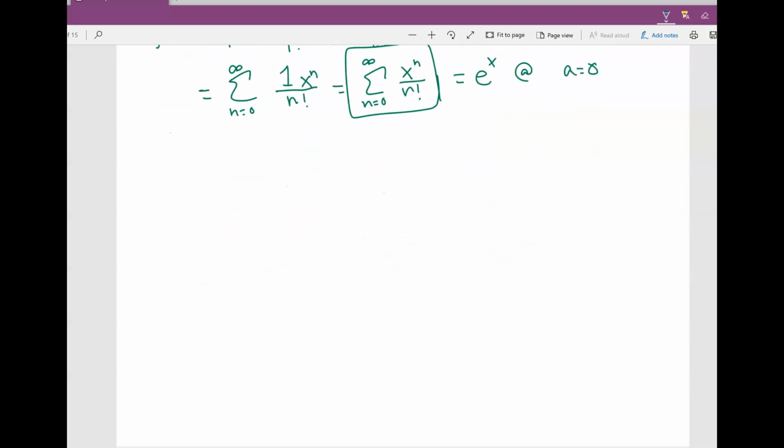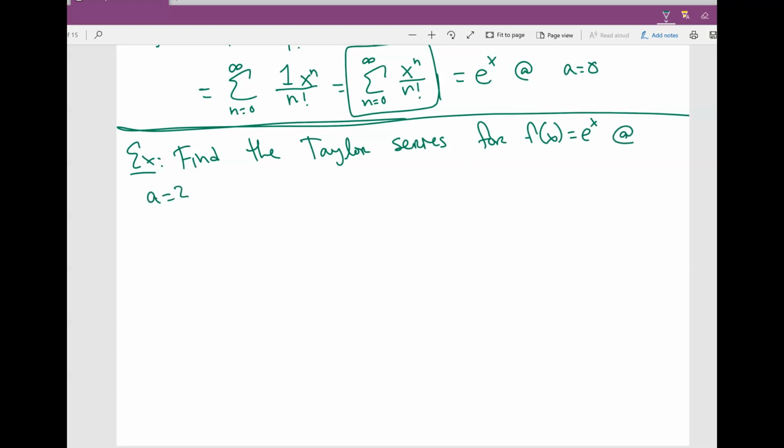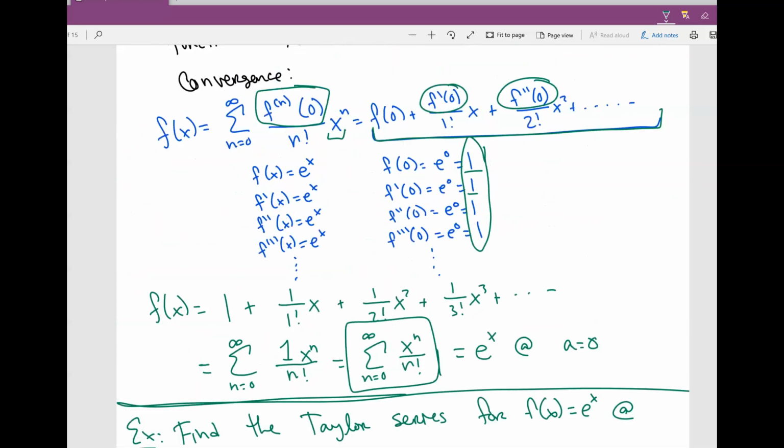So let's say, for example, you wanted to do this. So you want to find the Taylor series for f of x equals e to the x at a equals 2. So let's say we want to find that.